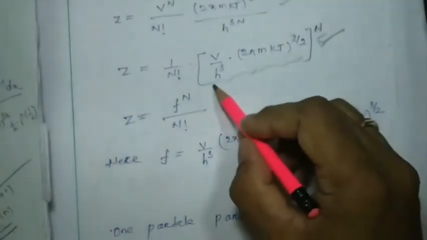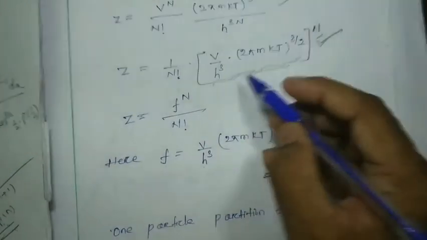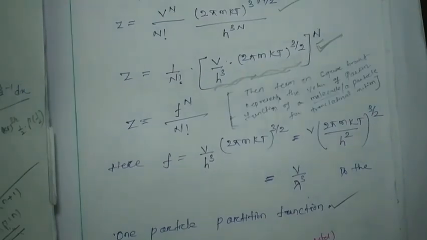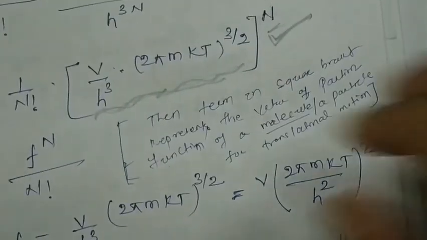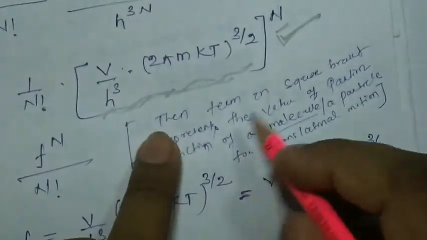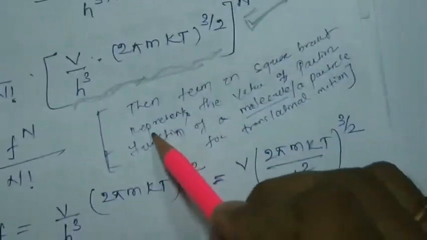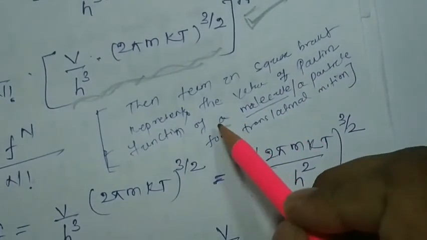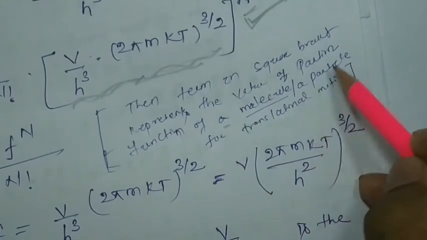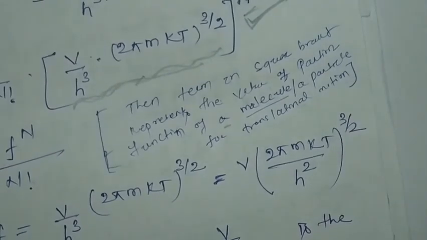So here this represents what? Here I have written it. I am going to zoom it so that you can read well what I have written. The term in square bracket represents the value of the partition function of a molecule, or a particle, for translational motion.